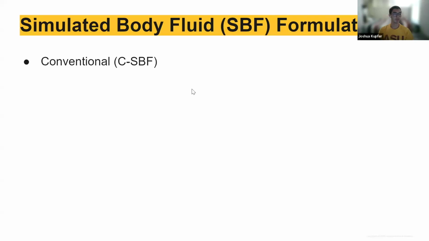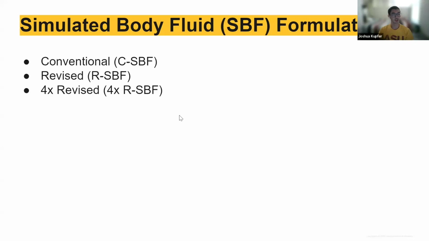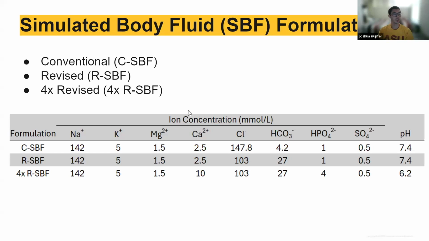Three simulated body fluid formulations were chosen: conventional, revised, and 4x concentrated revised simulated body fluid. Revised simulated body fluid has increased carbonate ion concentrations while decreasing the chloride ion concentration, bringing the overall formulation closer to the mineral content of human blood plasma.